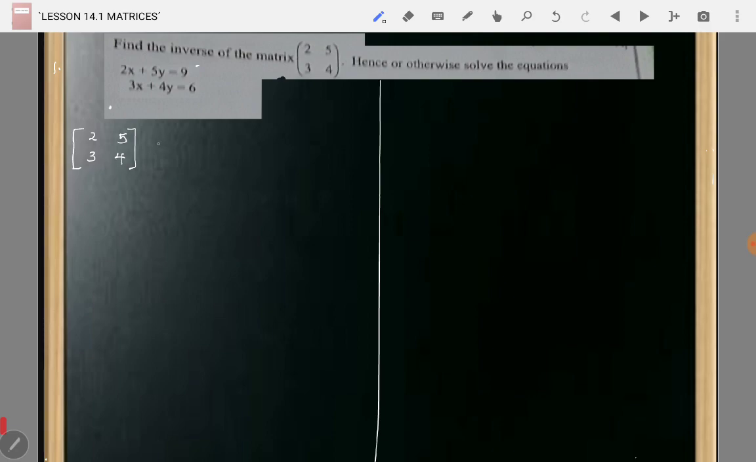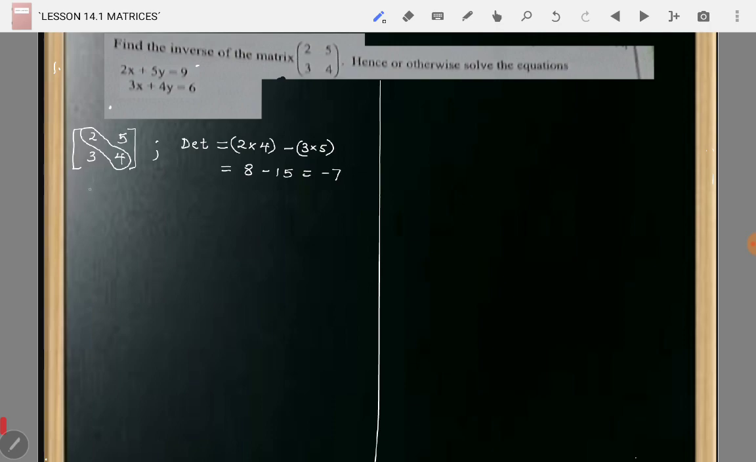The first step to get the inverse of any given matrix is to get the determinant. The determinant is gotten by taking the values in the main diagonal. The main diagonal is occupied by the elements 2 and 4. So we multiply 2 times 4 minus 3 times 5. This determinant will be 8 minus 15, which is equal to negative 7.